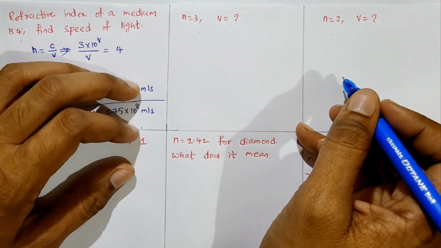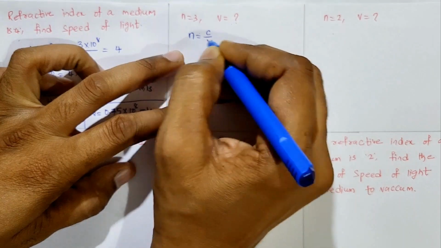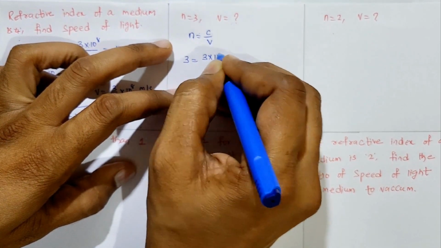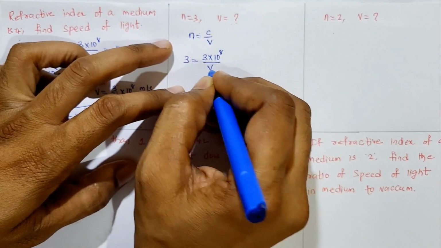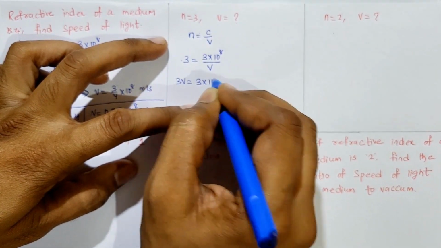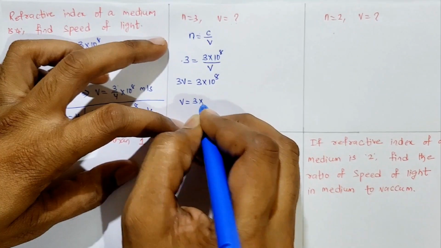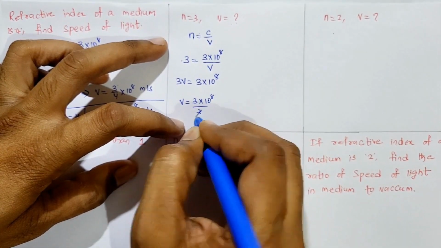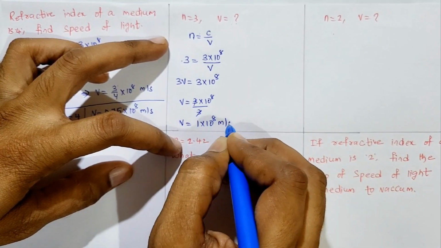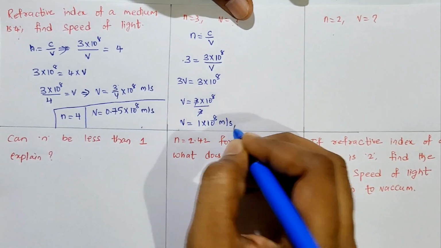Okay, now let us find v. n is equal to c divided by v. n value is 3. 3 is equal to c, which is 3 into 10 power 8, divided by v. v will come this side. It becomes 3v. 3v is equal to 3 into 10 power 8. We want v only, so send 3 this side. v is equal to 3 into 10 power 8 divided by 3. 3 cancels. We got v is equal to 1 into 10 power 8 meters per second.